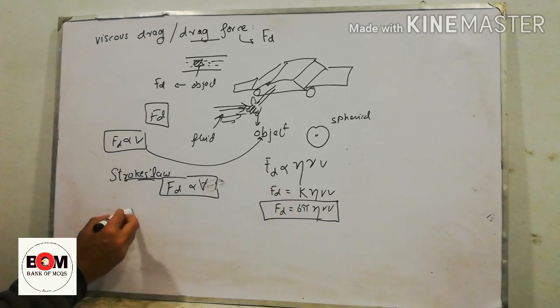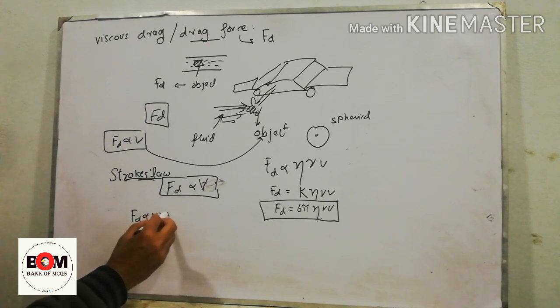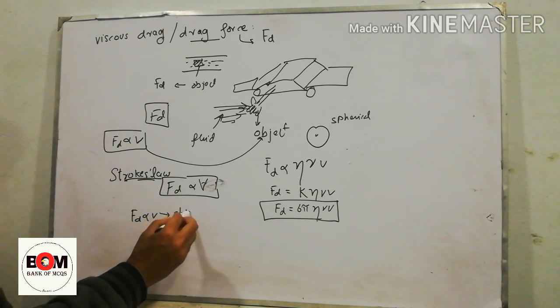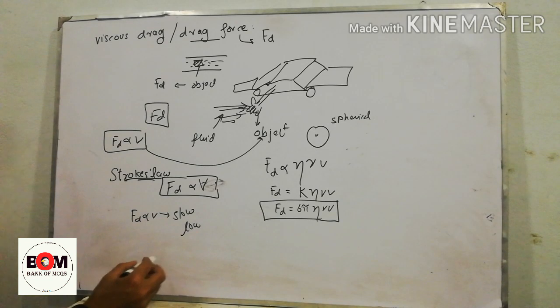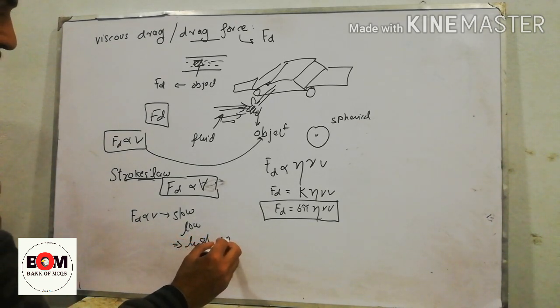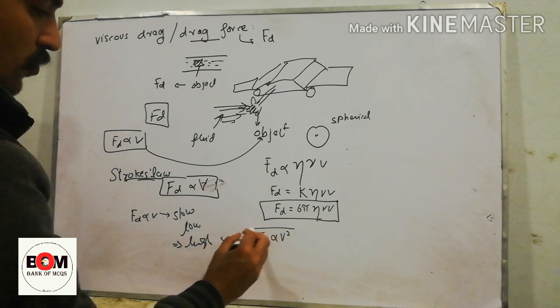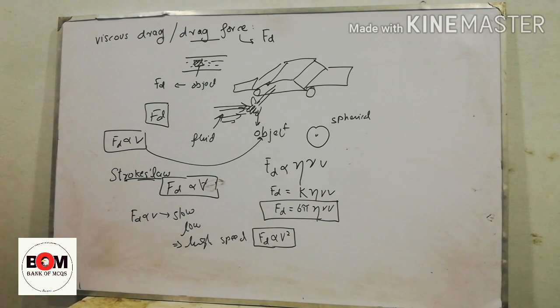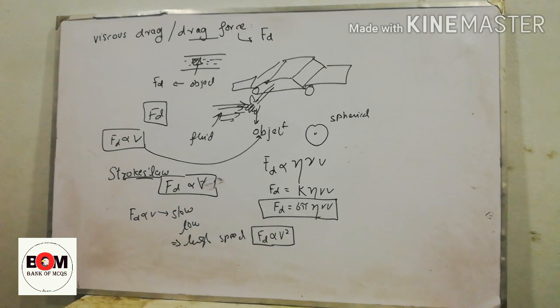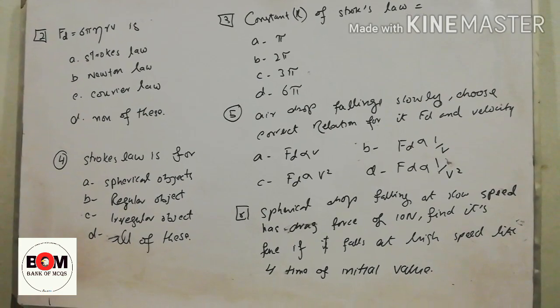From the equation it is clear that Fd is directly proportional to velocity, but when the velocity is slow or low. At high speed, remember this per eta, at high speed the Fd is directly proportional to the square of the velocity. All the MCQs that arise from Stokes law, we will discuss one by one. The MCQs on Stokes law are as follows.